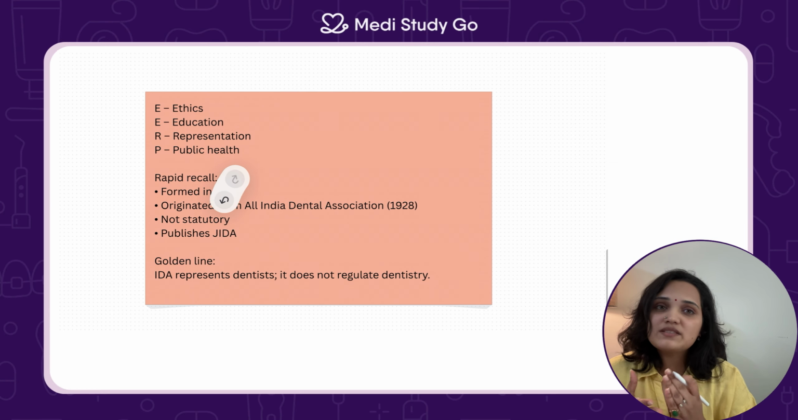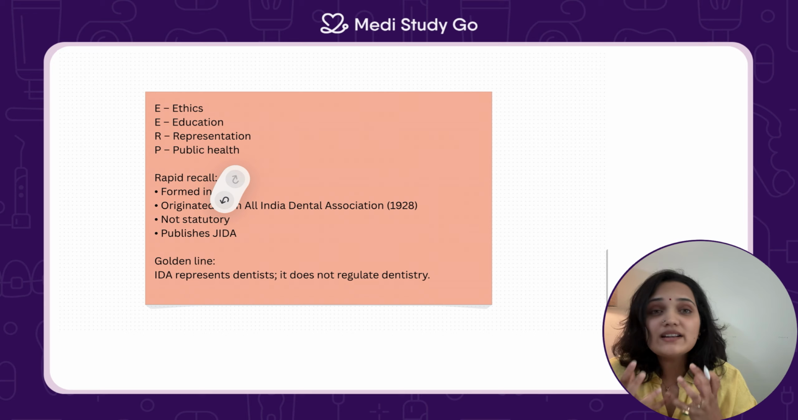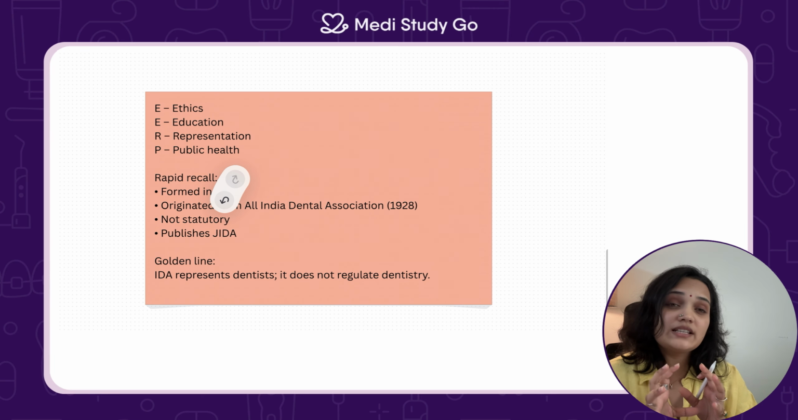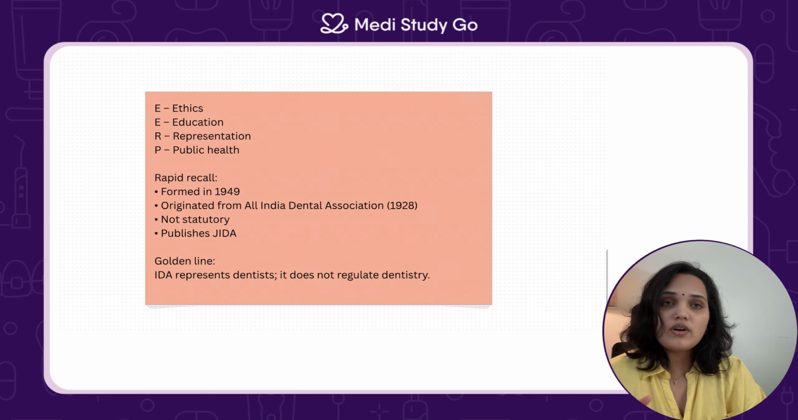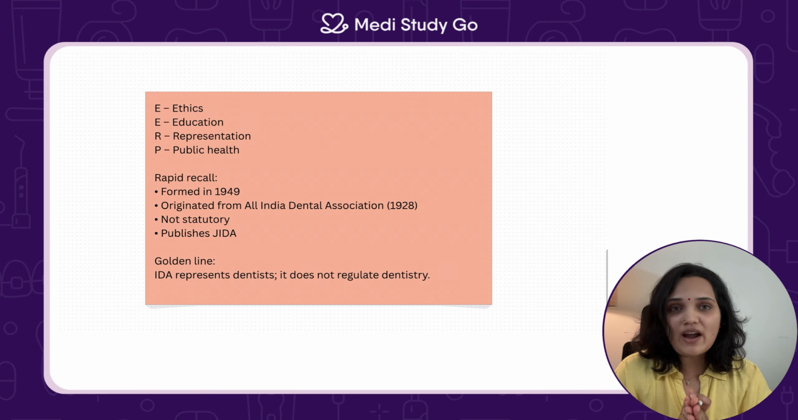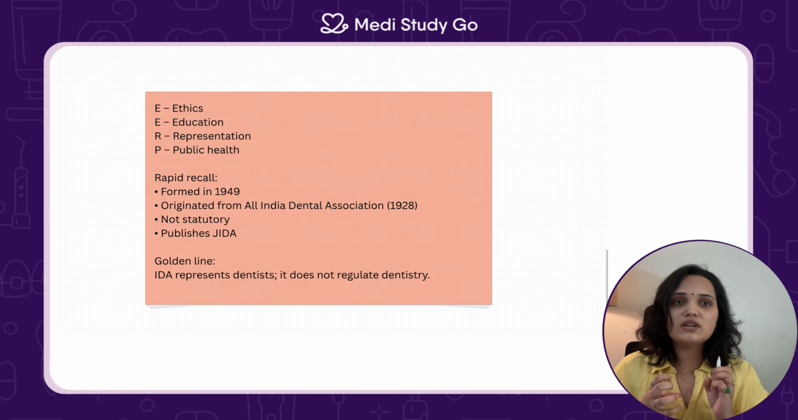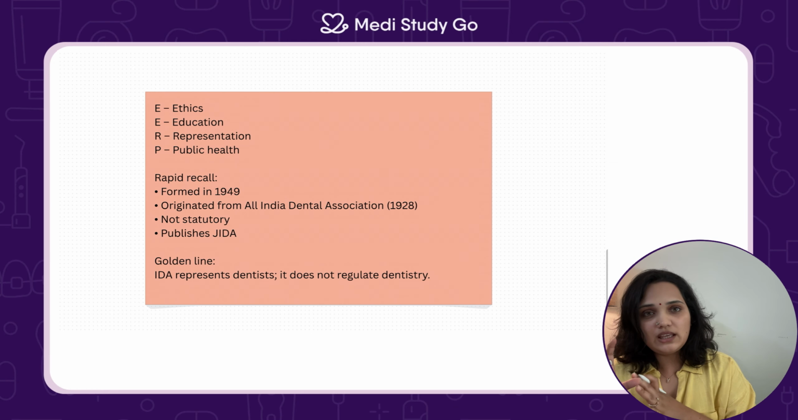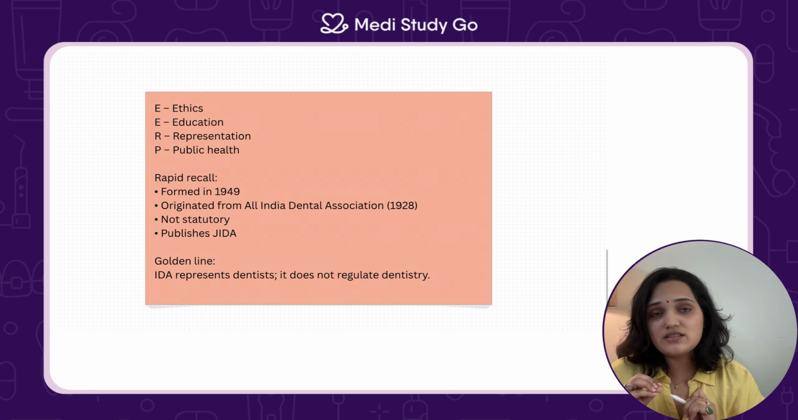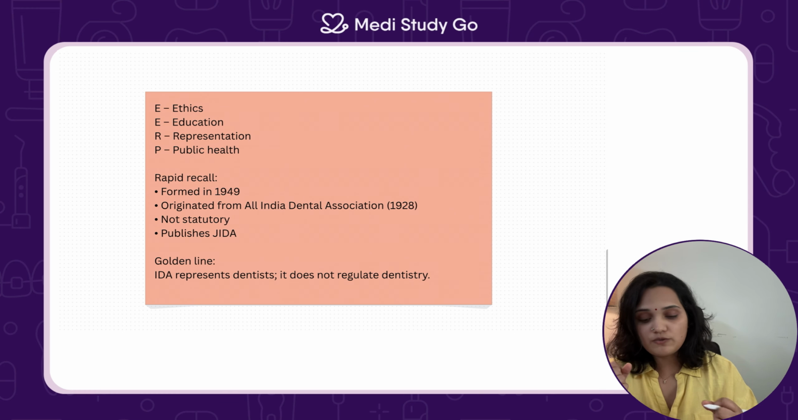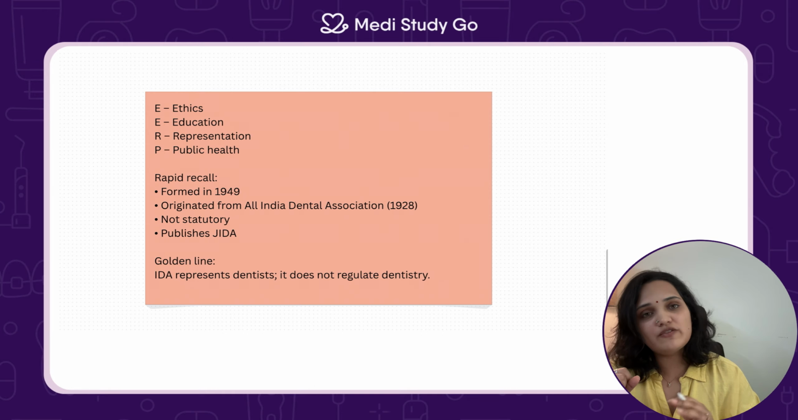The IDA gives dentists identity. It's not that it gives authority, it gives a lot of identity and unity. So for the exams, think of IDA like this. These are the words you have to remember: EERP. First, E is for ethics. Next, education. R for representation, and P for public health.